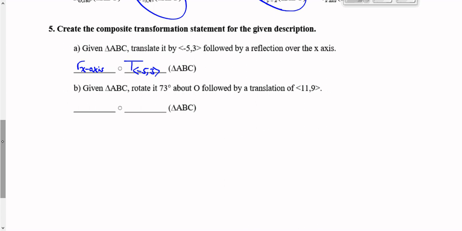Capital R? Yeah, rotation's capital. So what are we going to write in this first blank, kids? Capital T, translation, 11, 9. And in the second blank, capital R, we'll subscript what? O, 73 degrees. There we go. Okay? Just got to get used to it. When you see that notation, you have to switch the order. All right, let's go look at the next page here.